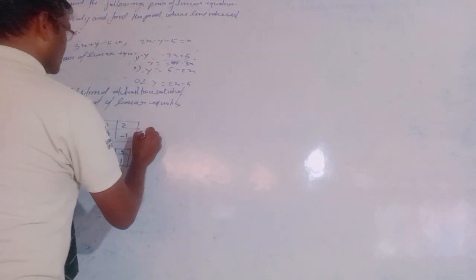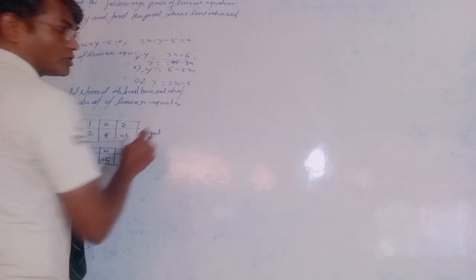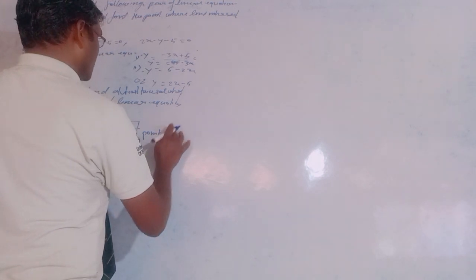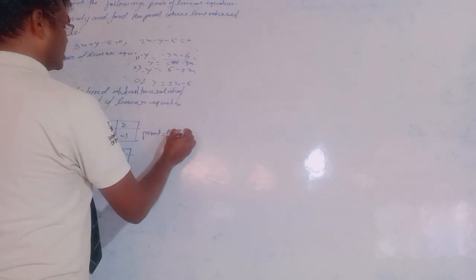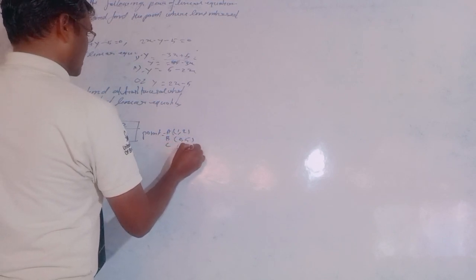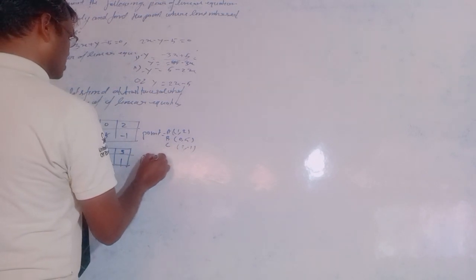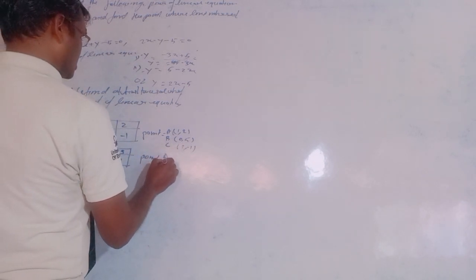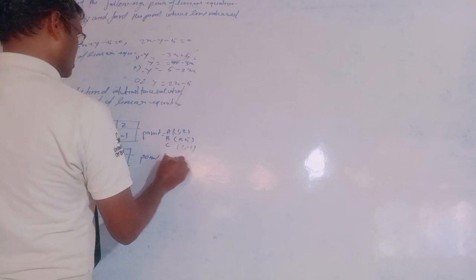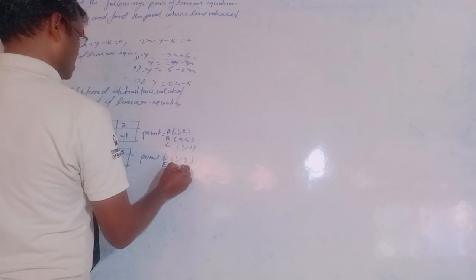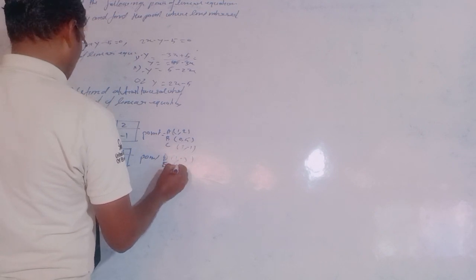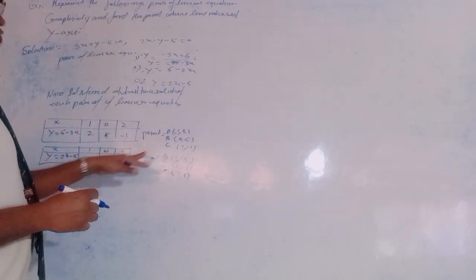So the points are A, B, C. A is (1, 2), B is (0, 5), C is (2, minus 1). And D is (1, minus 3), E is (0, minus 5), and F is (3, 1). Here we have got the points.